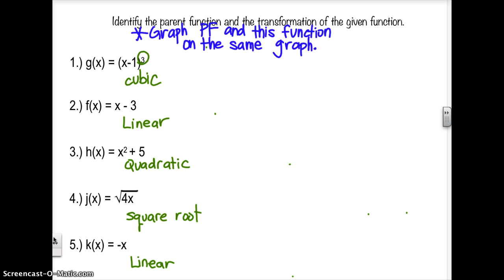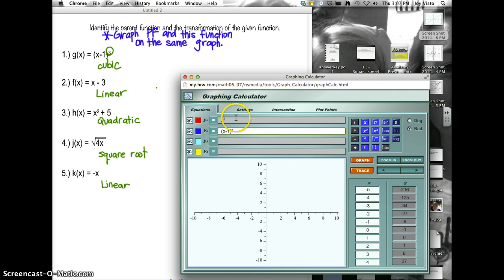Okay, if you don't have a graphing calculator, go on the textbook website and give it a try. Pause this, see what you can make happen. Okay, so let's take a look at that first one. As you can see, we have x to the third plugged in, and we have x minus 1 to the third plugged in. When we hit graph, it's going to draw the parent function, x to the third, first in red, and then it redraws the second one in blue. So you can easily compare.